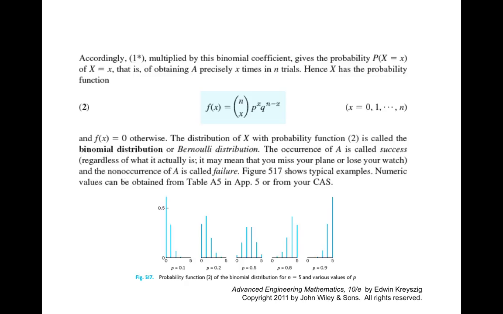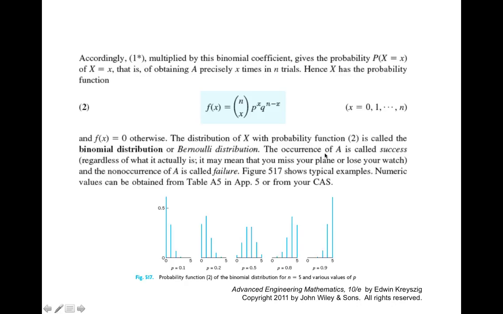So if you then want to find the probability that the number of times A occurs is little x, basically finding that as a function of x, you say f of x is, and then here's our permutation formula, and here is our probability formula. So the distribution of x with this probability function, so this is our probability function because remember it's coming out as a function of x, is referred to as the binomial distribution or the Bernoulli distribution.